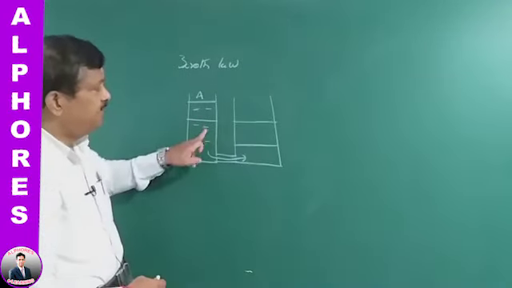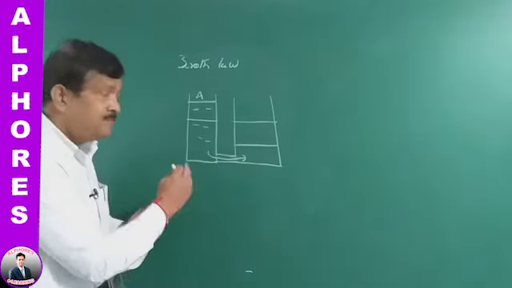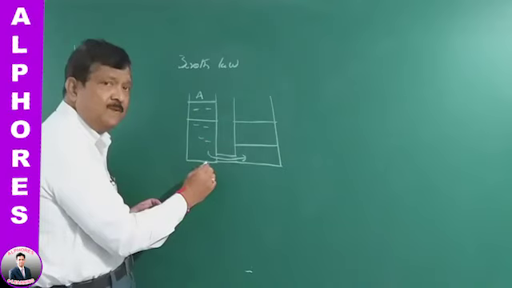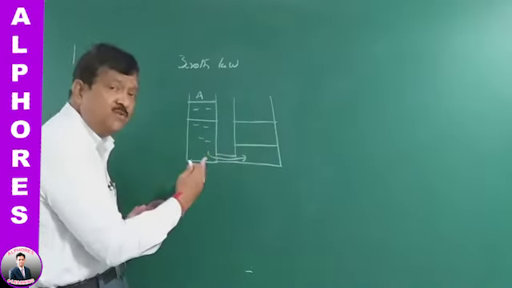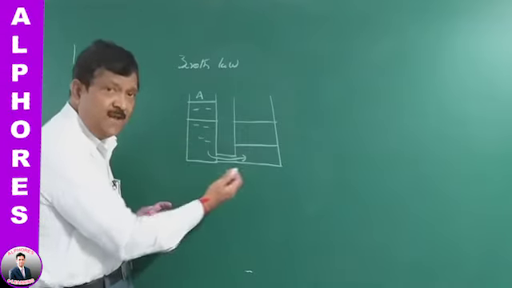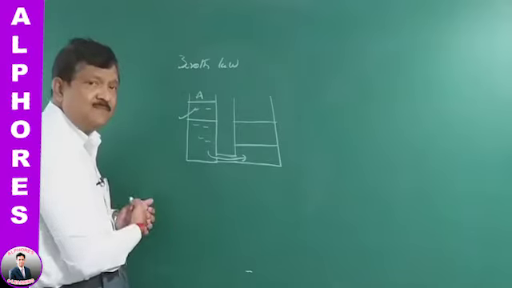Once the levels of water in both the containers become equal, there is no transfer. That means the transfer of water, the direction of flow of water, and how much quantity of water is to be transferred, all these things are decided by a property, that is the level of water.